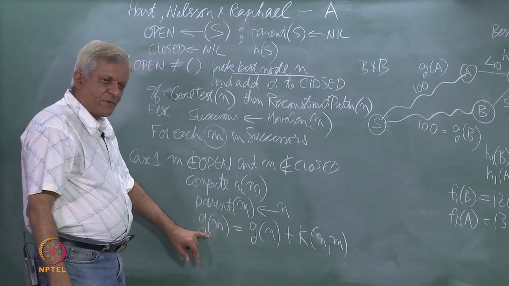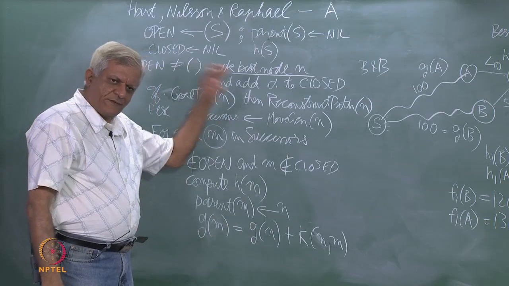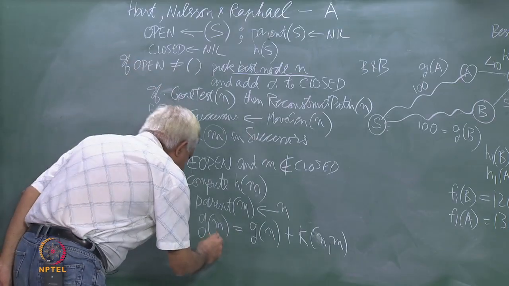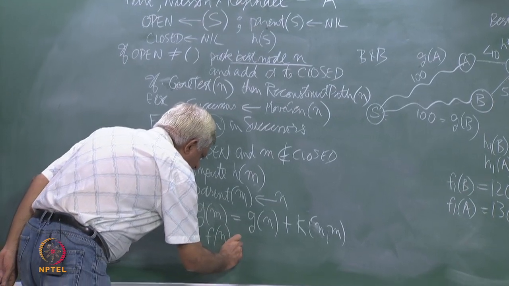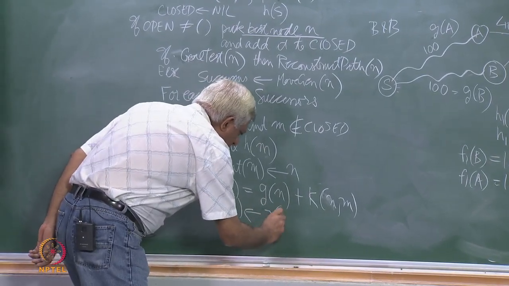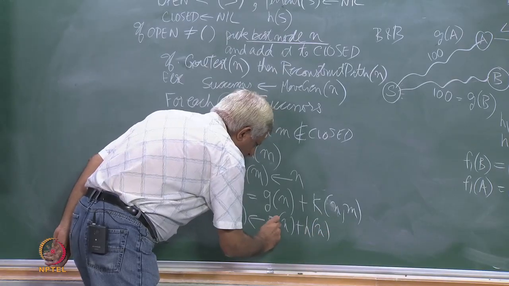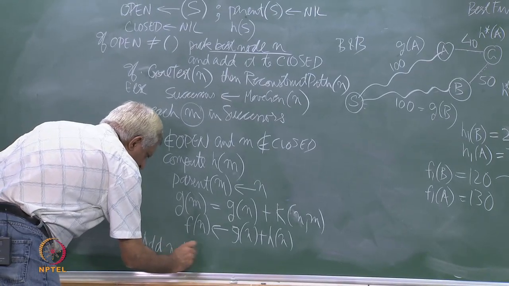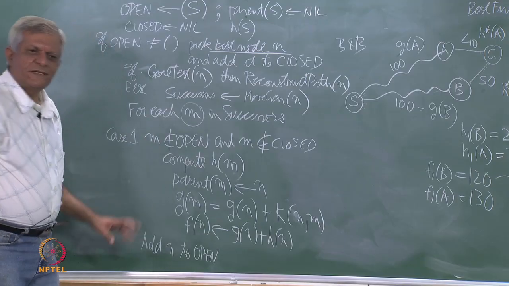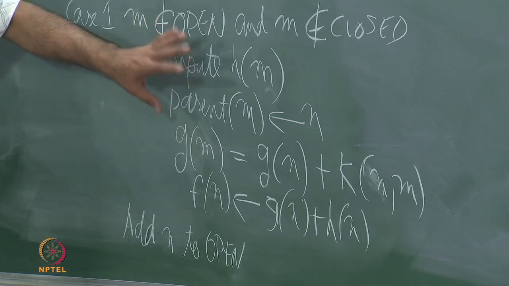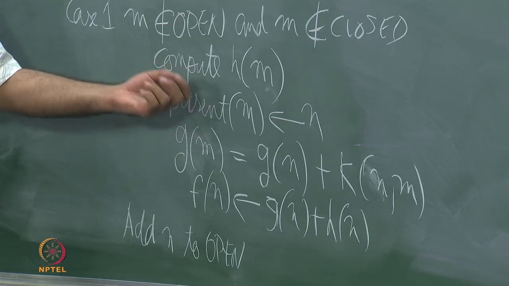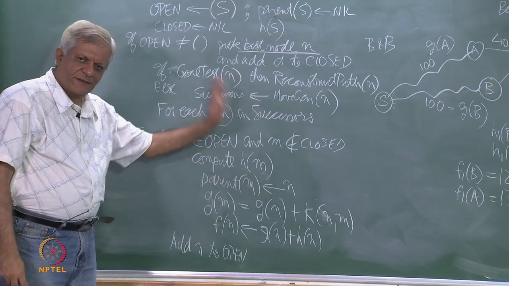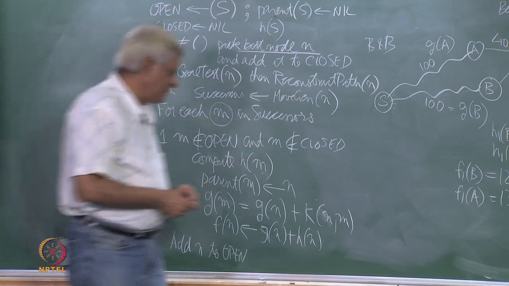So, we compute the value of g of m equal to g of n, the g value of the parent, exactly as we were doing in this branch and bound kind of thing, and then we compute f of m and we add m to open. So, there are three cases. The first case is when m is a new node. We compute its h value, we compute its g value, which means we can compute its f value. We mark the pointer of m as its parent that it came from and add it to open essentially.